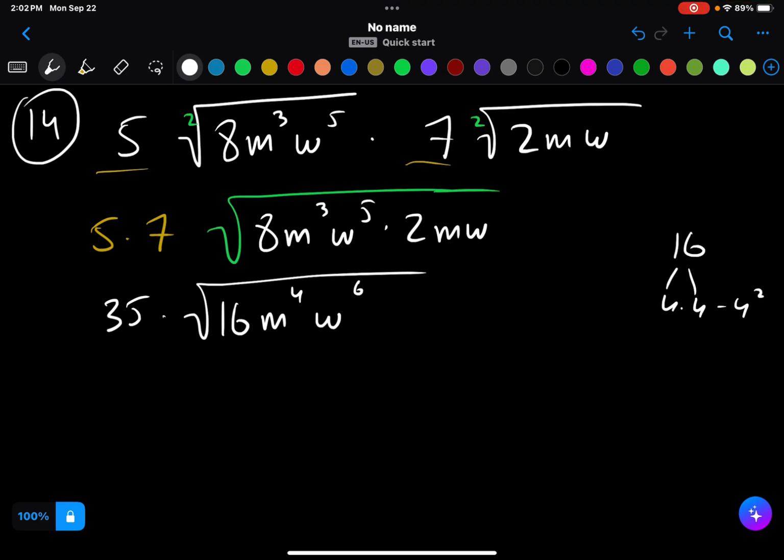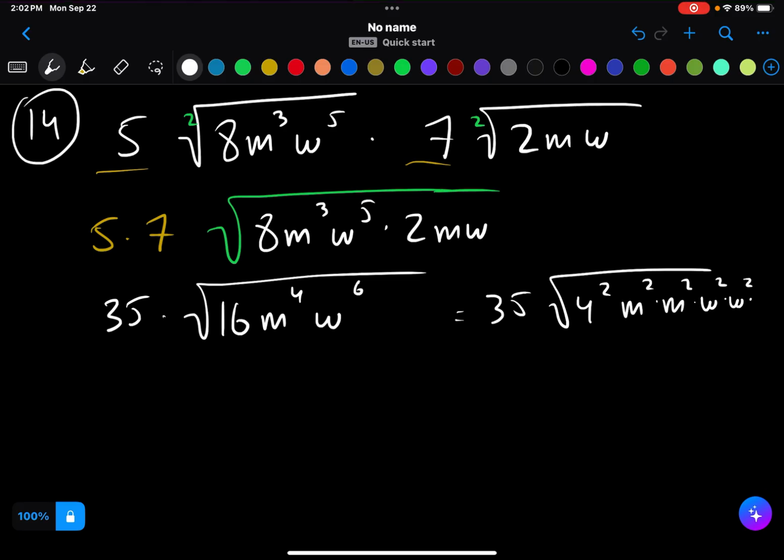So let's do that. So it's going to be 35 times 4 to the second power. The m, I'm going to split it in half into m2 and m2. And the w, I'm going to split it 3 ways. So everything gets to cancel because everything is power 2.